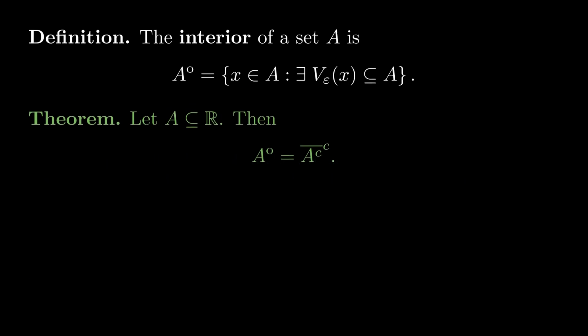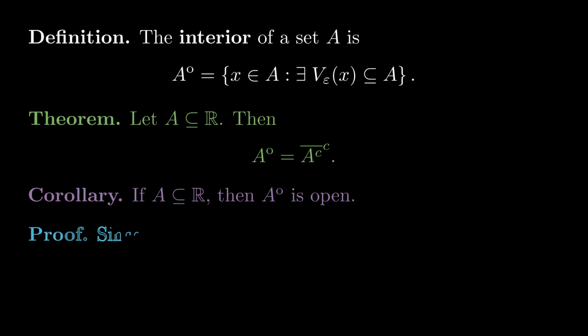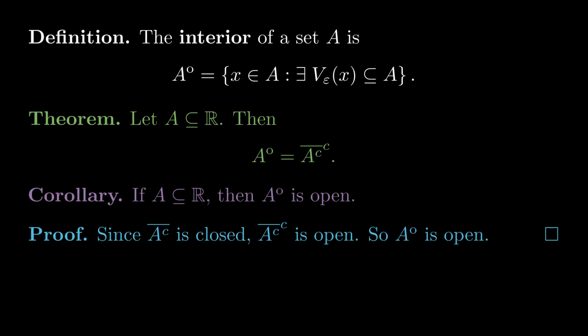Now the claim that if A is a subset of the real numbers, the interior of A is an open set, is just a corollary of this previous theorem. Since A complement closure is a closed set, its complement, so A complement closure complement, is an open set, but that's exactly equal to the interior of A, so the interior of A is open.